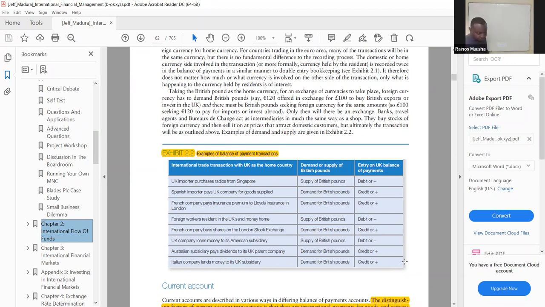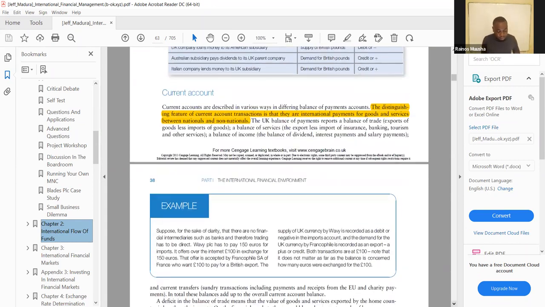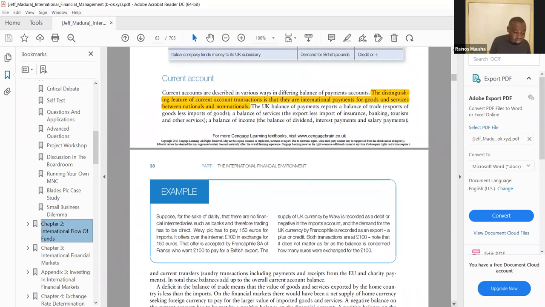All right, let's continue. So remember we said on the balance of payments account, the two main accounts that we're expecting to find there are the current account and the financial account. And the financial account, they also refer to it as the capital account.